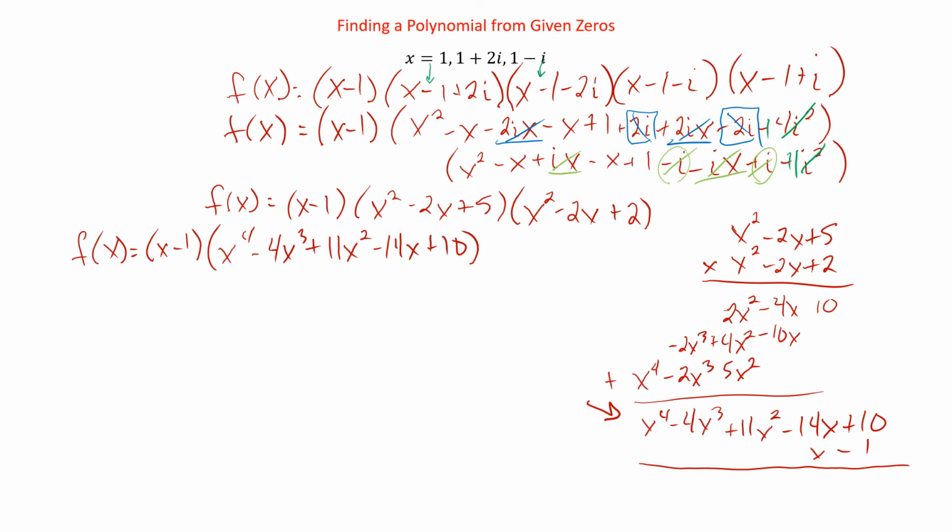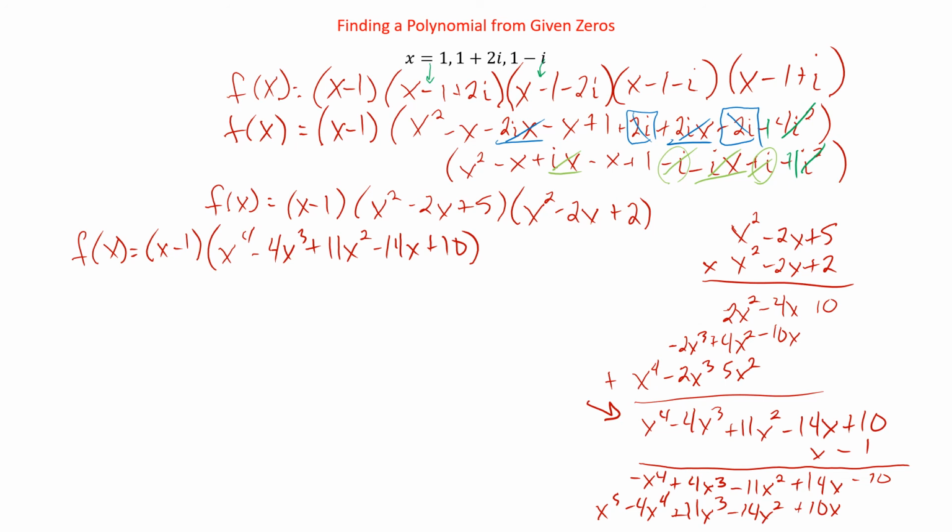So multiply by the negative 1 to get negative x to the fourth plus 4x cubed minus 11x squared plus 14x minus 10. Then multiply by an x, we'll have 10x, negative 14x squared, 11x cubed, negative 4x to the fourth and x to the fifth.